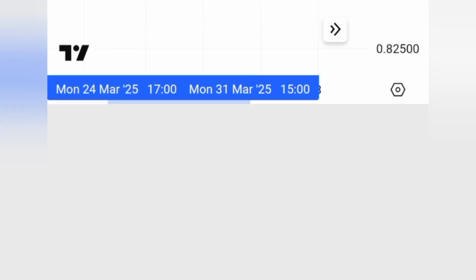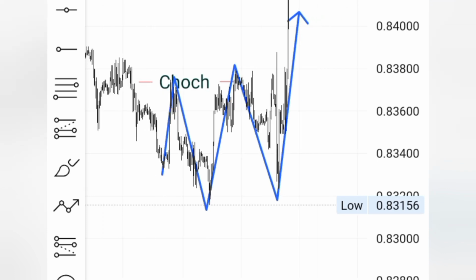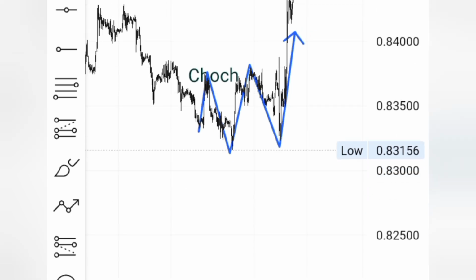Always you have to be knowing it. When the market breaks the previous high or low in the opposite direction of the existing trend, that is a change of character. You can backtest this and know what it means to have a break of market structure and change of character.